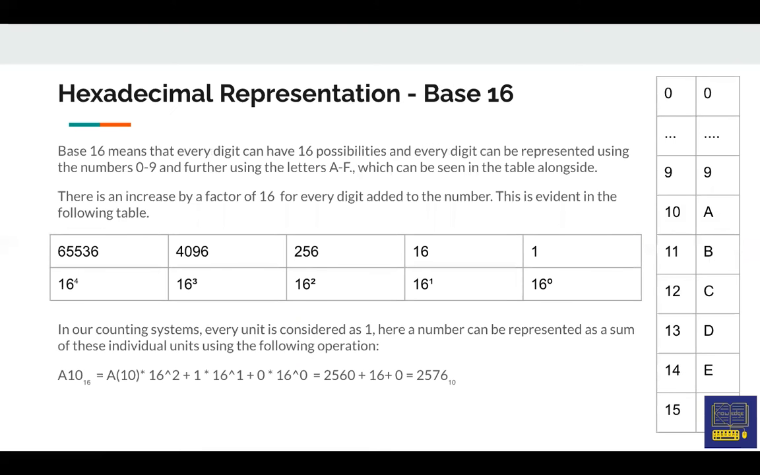All right, moving on to hexadecimal. Now this is base 16. It is very useful when you're using it to store a lot of information. Why? Because it scales really fast.